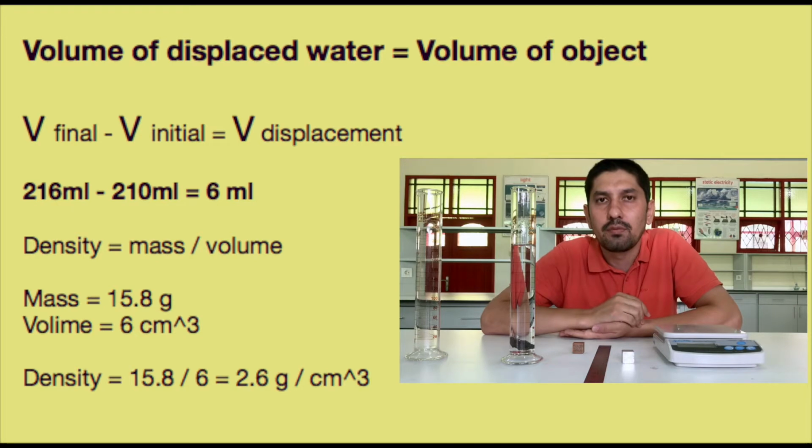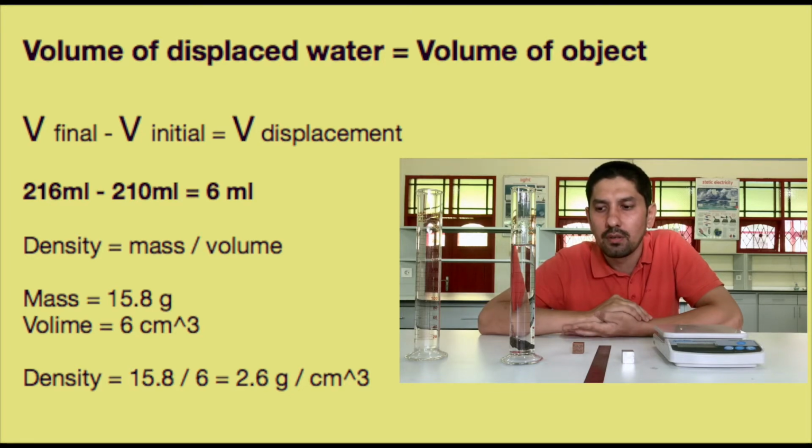The mass was 15.8 grams. So 15.8 gram over 6 milliliter will be 2.62 gram per centimeter cube. So the density of the rock is 2.62 gram per centimeter cube.